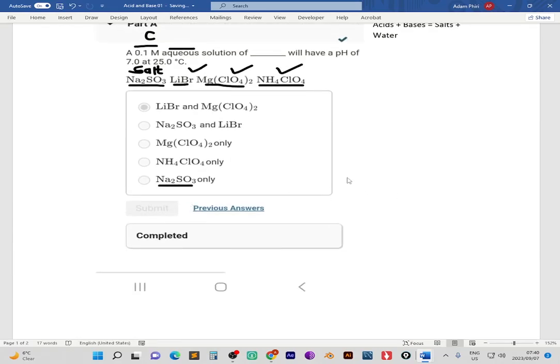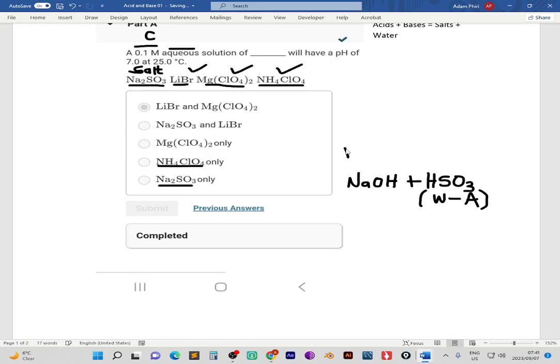From there, we look at what we have and test one by one. We have sodium sulfite. If it was sulfide, it's not sulfate, it's sulfite. Sodium hydroxide is a strong base, and sulfurous acid is a weak acid. So in that case, this solution is going to be basic, not neutral. So we try another one.